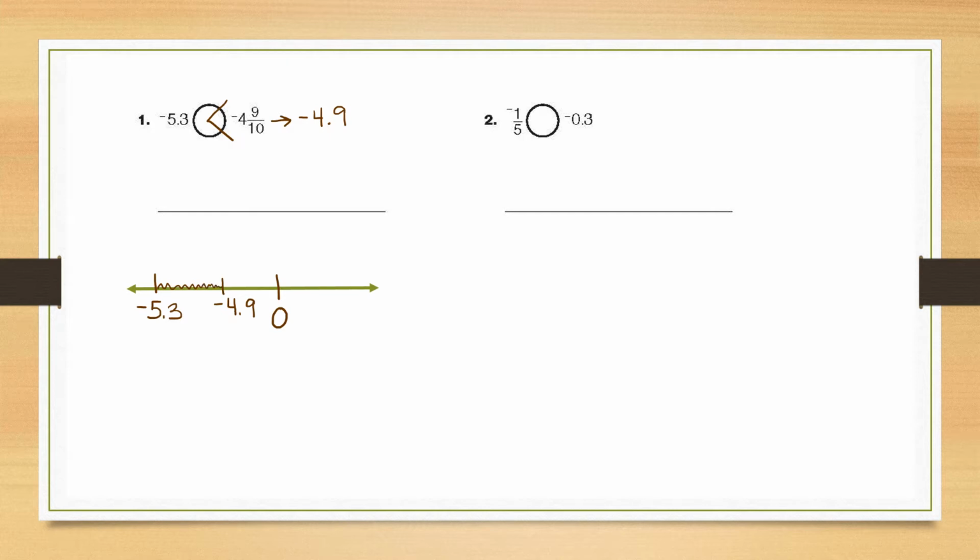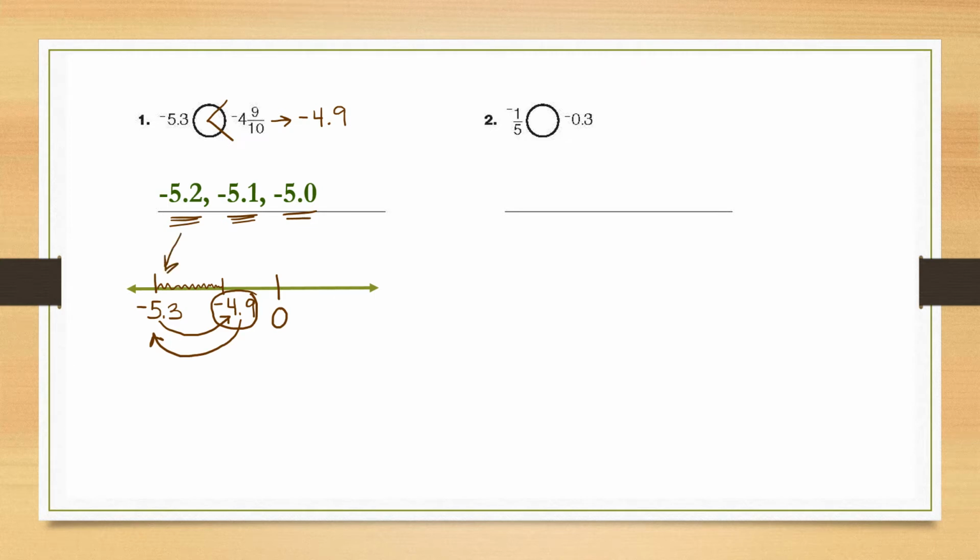We can count from -5.3 backwards to -4.9, or we could count from -4.9 to -5.3. If we start at -4.9, the next number would be -5.0, then -5.1, then -5.2, then -5.3.